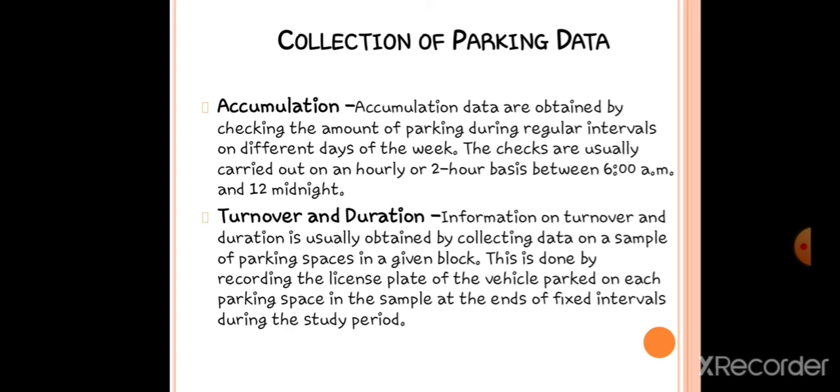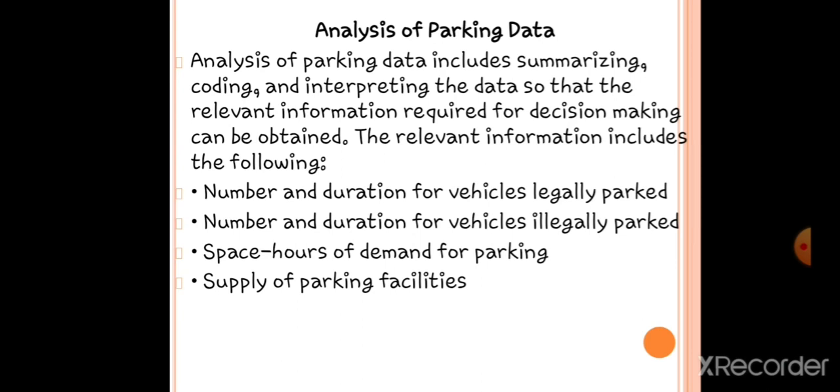Turnover and duration. Information on turnover and duration is usually obtained by collecting data on a sample of parking spaces in a given block. This is done by recording the license plate of the vehicle parked on each parking space in the sample at the end of fixed intervals during the study period.